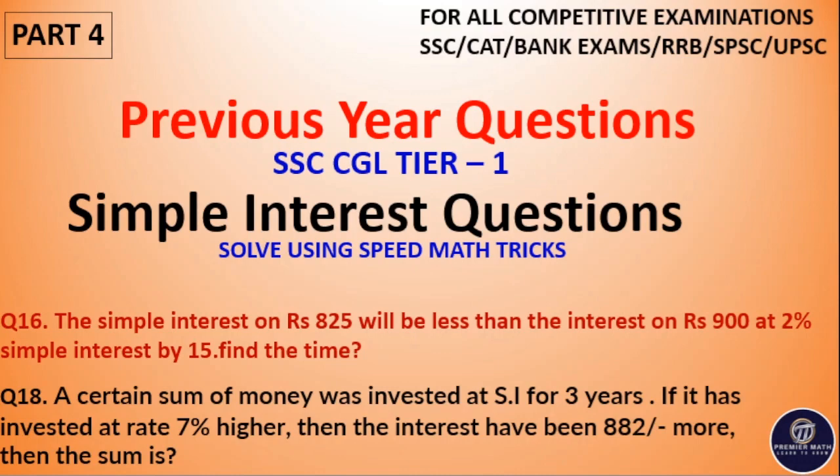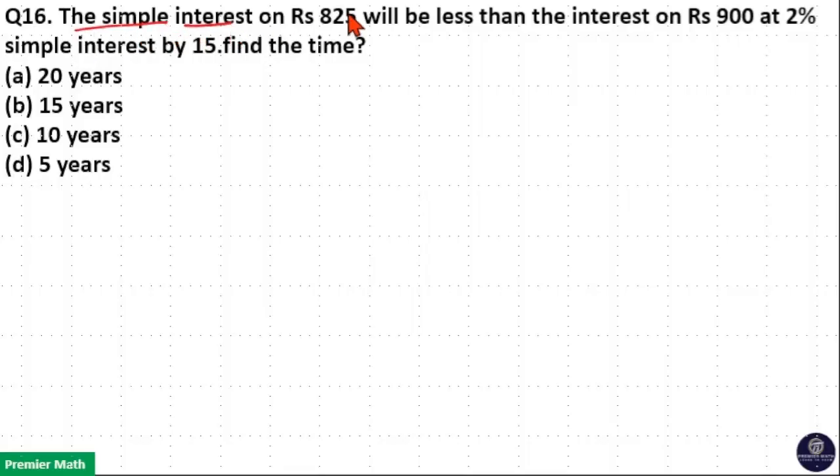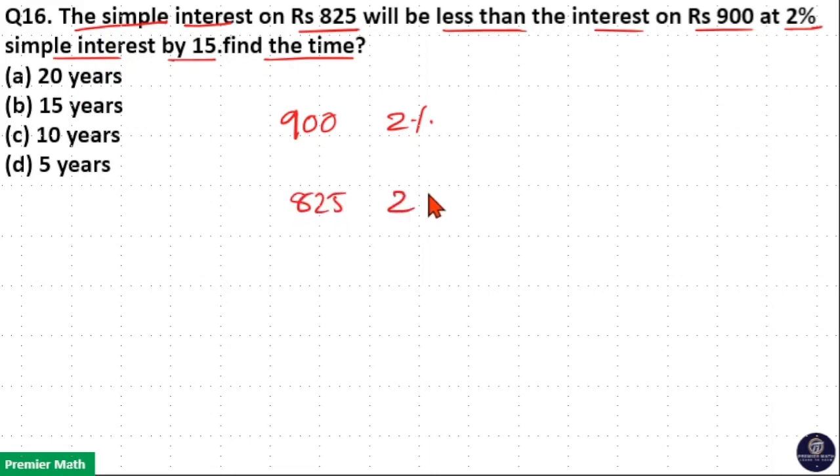Our first question is, the simple interest on rupees 825 will be less than the interest on rupees 900 at 2% simple interest by 15. Find the time. Here, the difference in interest between principal 900 rupees at 2% and principal 825 rupees at 2% for the same years is 15 rupees. Now, 15 rupees is the difference in interest here. This difference in interest is between these two.